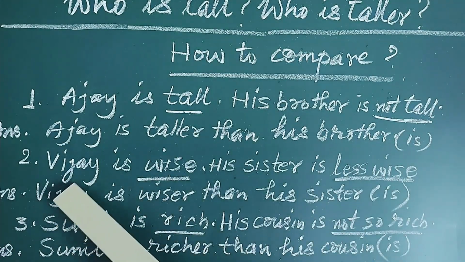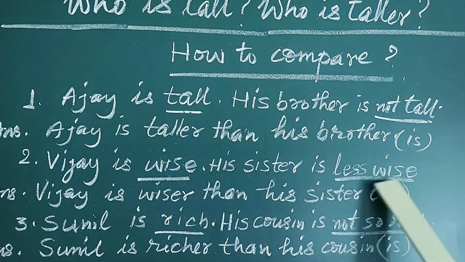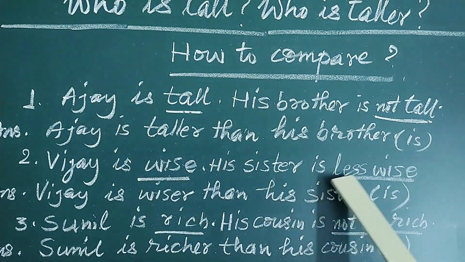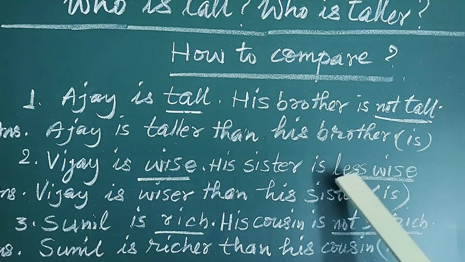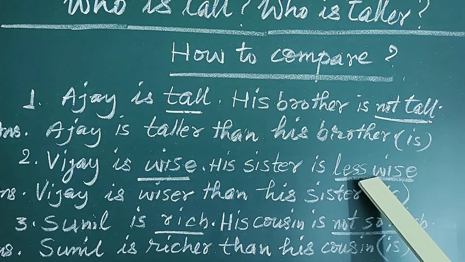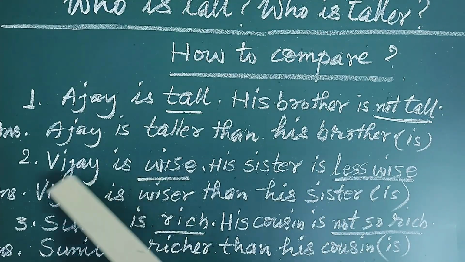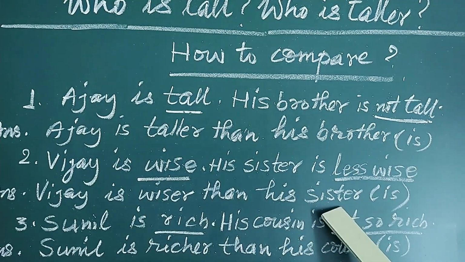Now let us see, Vijay is wise, his sister is less wise. What is the comparison? Vijay is wise and his sister is less wise. Here not is equal to less, less is equal to not. That means the quality of wisdom is less compared to Vijay. So we have the answer, Vijay is wiser than his sister.